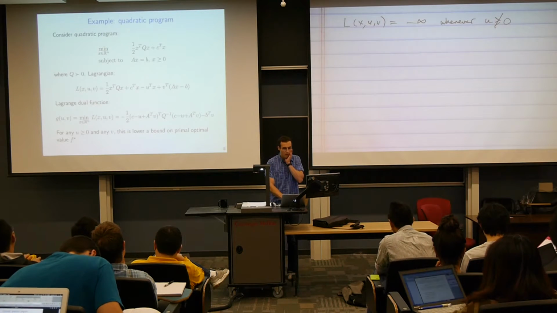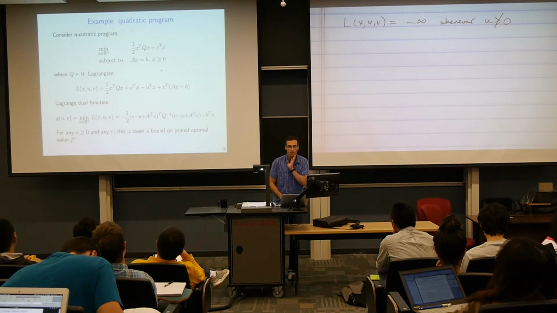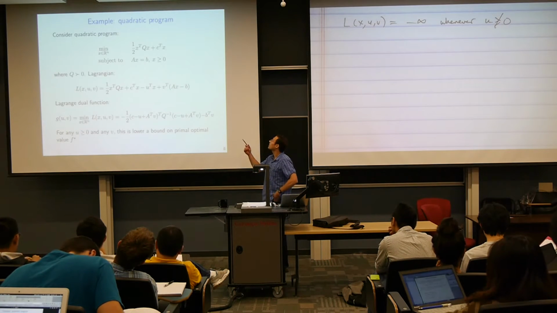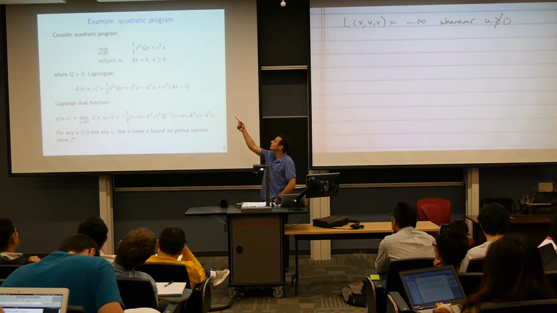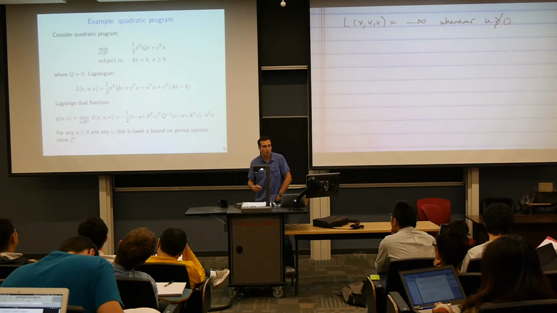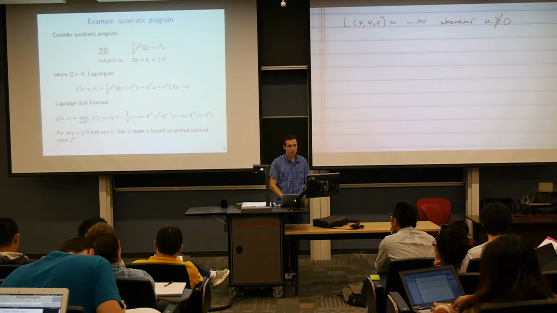This is the QP we're looking at. It's a standard form QP: 1/2 x transpose Qx plus c transpose x, subject to the standard form constraints, where Q is, in this example, positive definite. So it's strictly positive definite. Its lowest eigenvalue is bigger than 0.